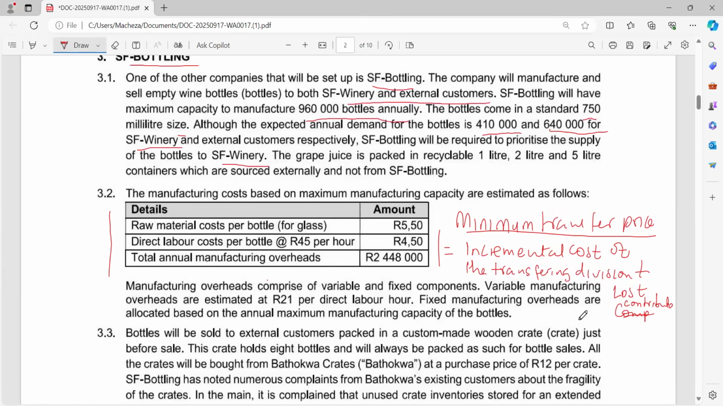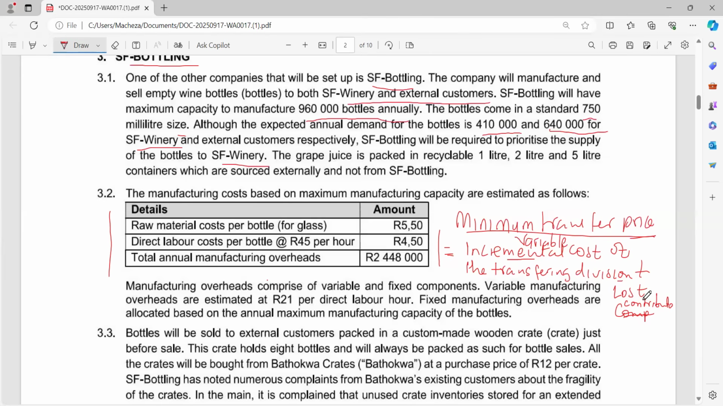So when you are calculating, here already you have your answer. If you know this formula, you have your answer. The minimum transfer price is equal to the incremental cost of the transferring division. These incremental costs are just like variable cost. So you're going to say the variable cost of the transferring division. Remember, incremental and variable is the same thing. Incremental will increase as output increases. So that's the variable cost.